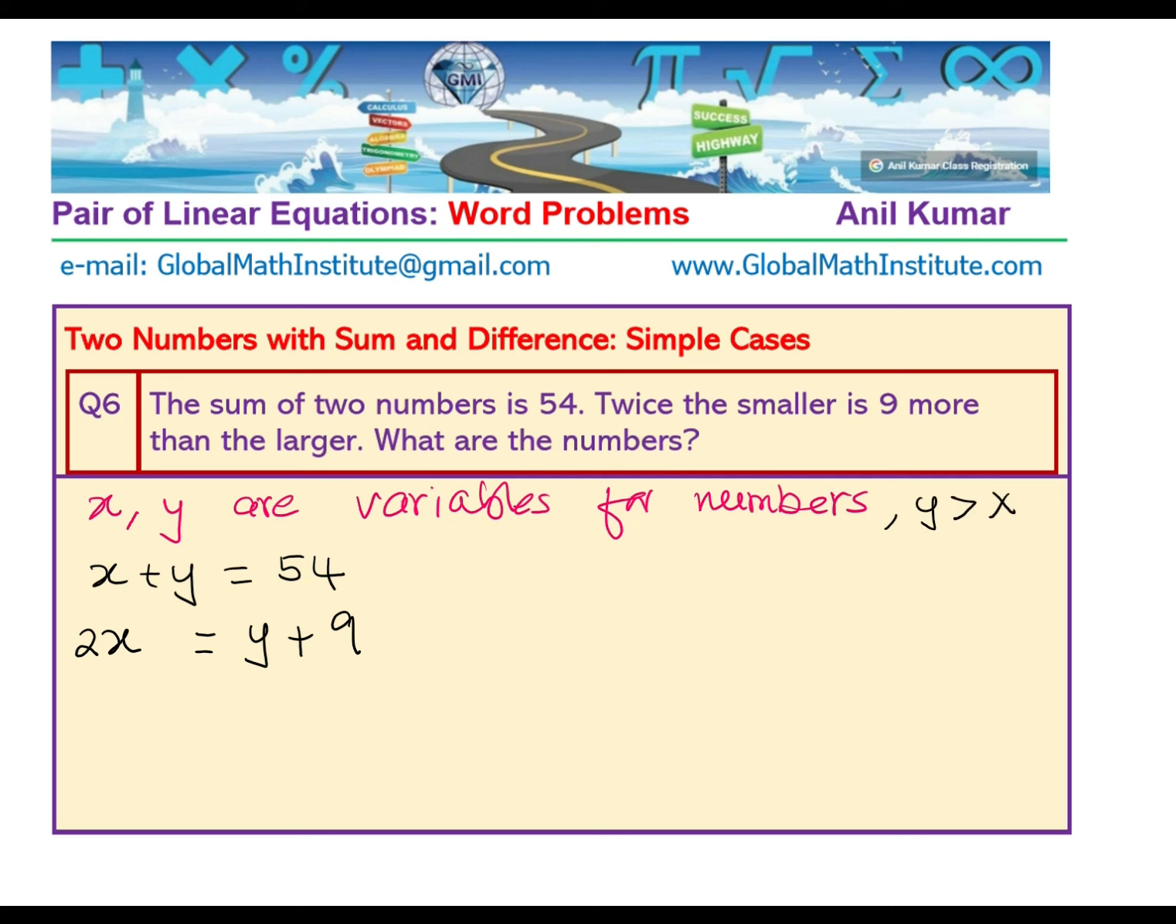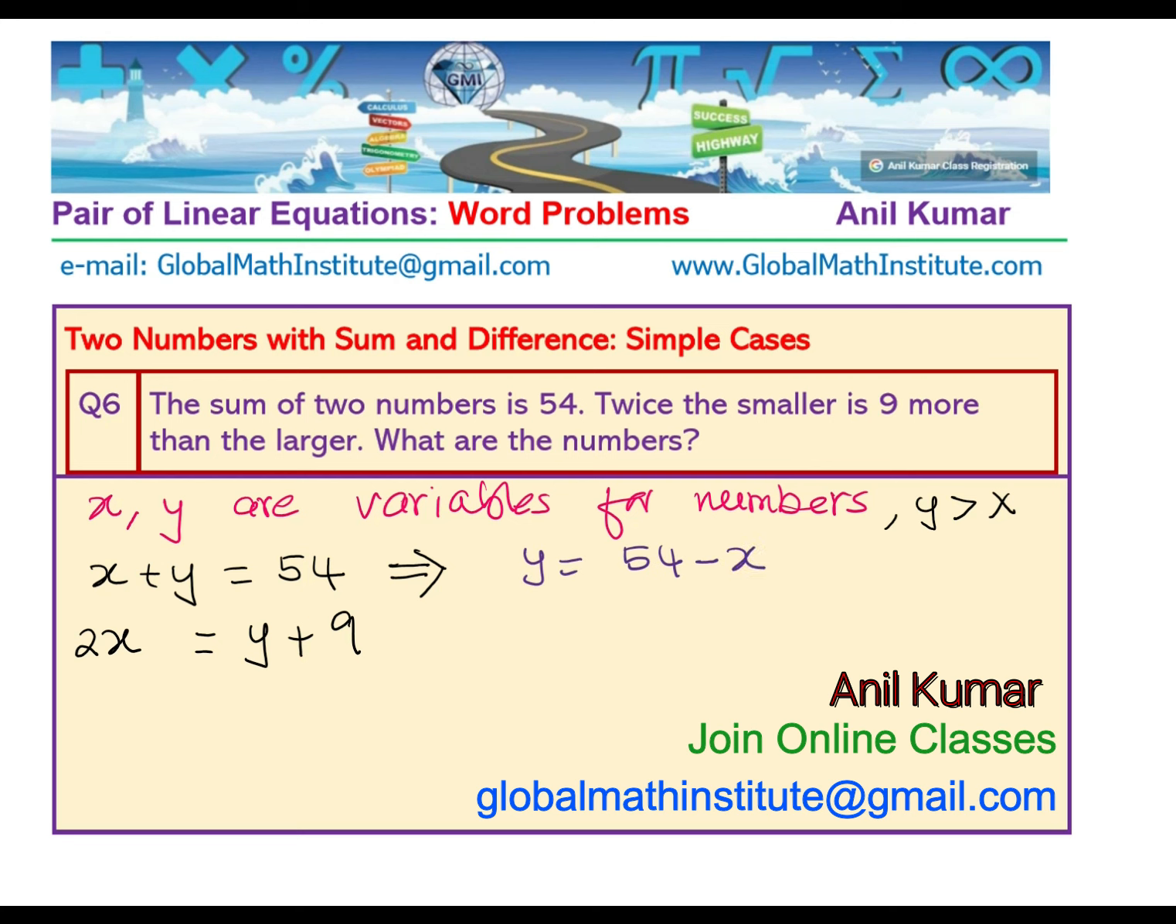So twice the smaller is 9 more than the larger. Perfect. So we get our equation: 2x equals y plus 9, and the first one is x plus y is 54. Now, from the first one, we can isolate y. Correct? So we get y equals 54 minus x. We'll call this our equation number 3. First two are given to you. And we are going to substitute this value of y in 2. Is that okay?